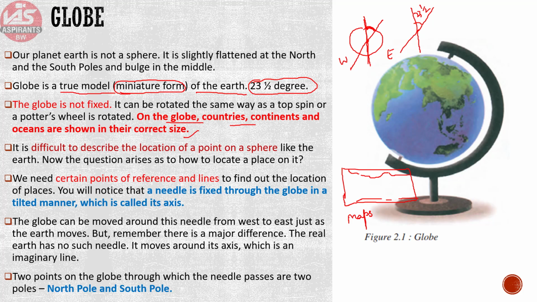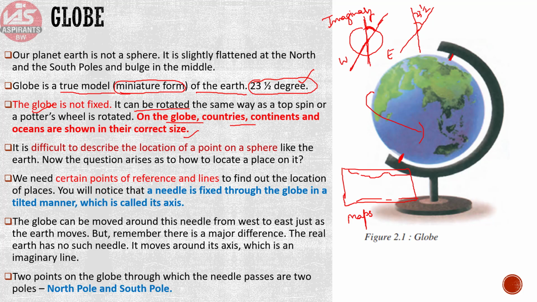And the globe is not fixed, it moves just in the way that the Earth moves. So it can be rotated along this needle over here, and this needle basically represents the imaginary axis, along which the Earth is moving. So it is obviously not an actual axis, it's an imaginary axis, and it is tilted at 23.5 degrees.